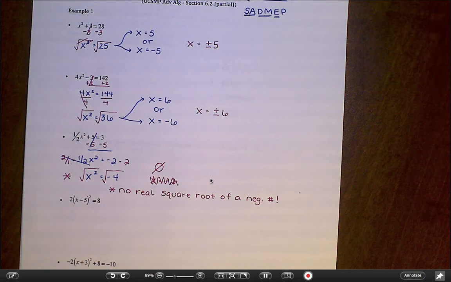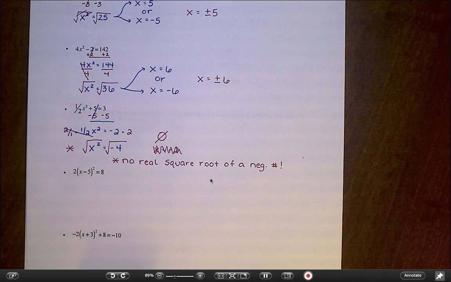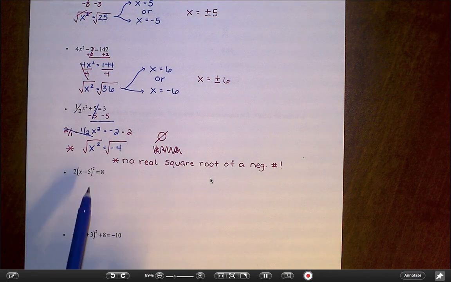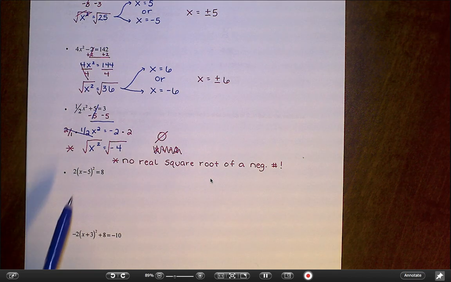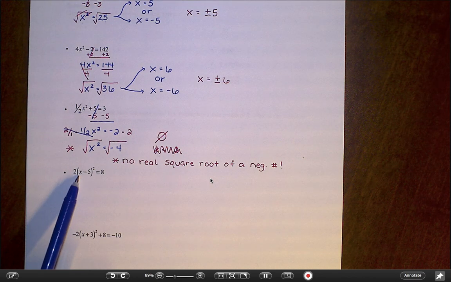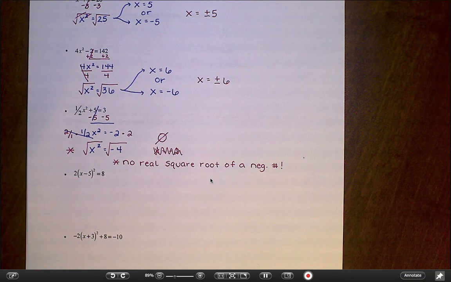Okay, so let's look at this next one. And for this one, I really want you to focus on SADMAP here. And the other thing I want to have you avoid, I know we just came off of lesson 6.1, where we were taking these things and FOILing them, right? We were taking the two parentheses and multiplying them together. That's when we were simplifying and expanding and just trying to make things look pretty. With equation solving, we're not trying to make things look pretty. We're trying to get rid of stuff.